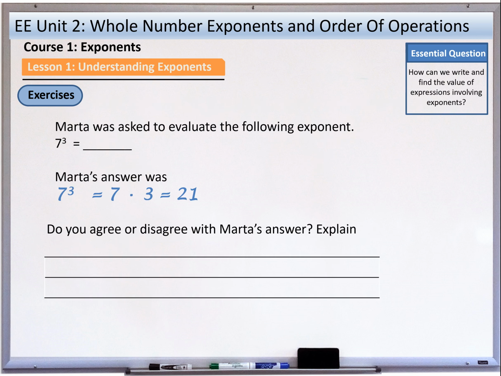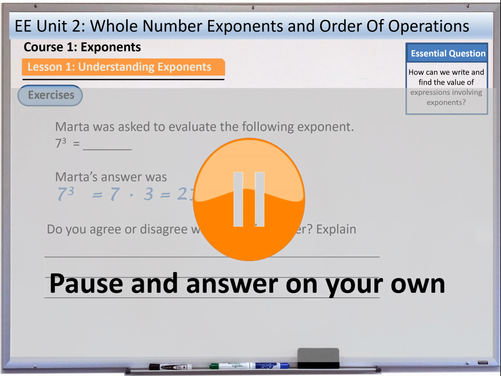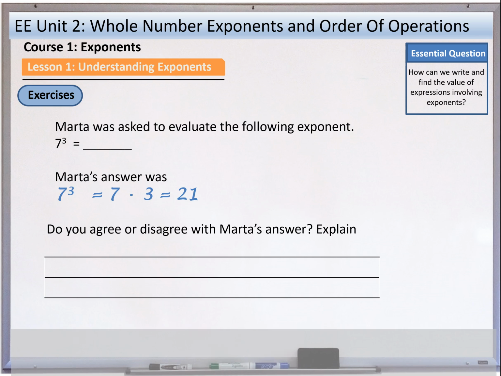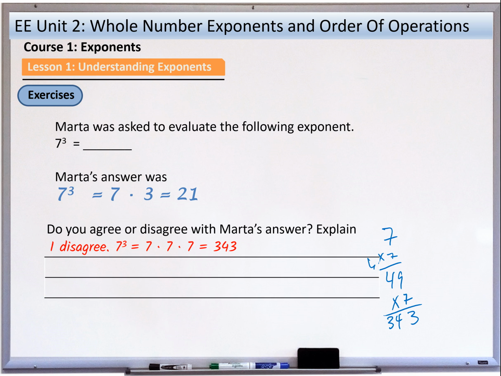All right, Marta was asked to evaluate the following exponent, 7 to the power of 3, and this is her answer. Do you agree or disagree with Marta's answer? Go ahead and pause the video and write down your answer for me. Okay, well, I disagree. 7 to the power of 3 is 7 times 7 times 7, not 7 times 3. It's 343.